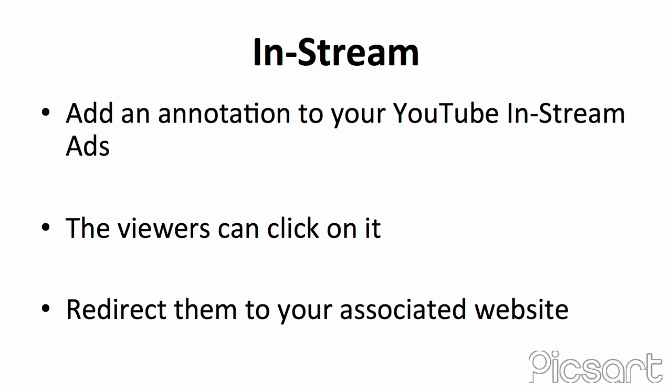To set up the annotation on your in-stream ads, go to the settings for your in-stream section, and then type in the relevant URLs.